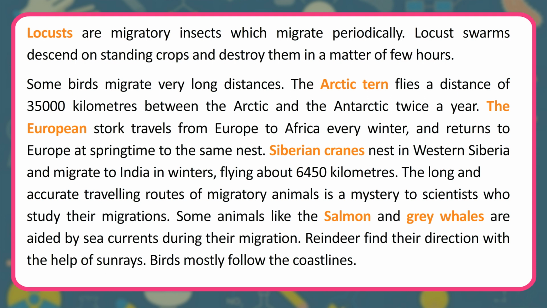The long and accurate traveling routes of migratory animals is a mystery to scientists who study their migrations. Some animals like the salmon and grey whales are aided by sea currents during their migration. Reindeer find their direction with the help of sun rays. Birds mostly follow the coastline.